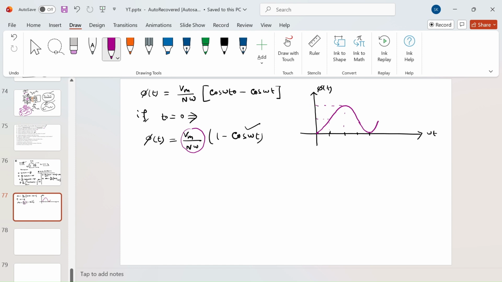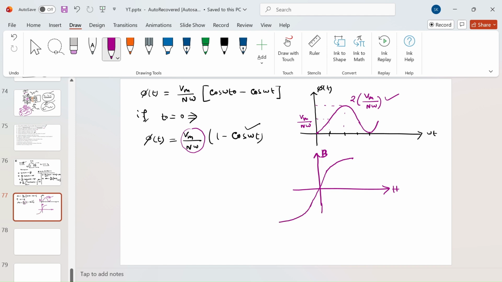So this value is 2Vm by nω. So here the value is Vm by nω, right? Vm by nω. So here the flux is getting doubled, and as you know, the BH curve of the transformer or any ferromagnetic material is not linear. So it will have non-linear characteristics. Up to a certain point it will be linear, but after that it will be non-linear in nature.